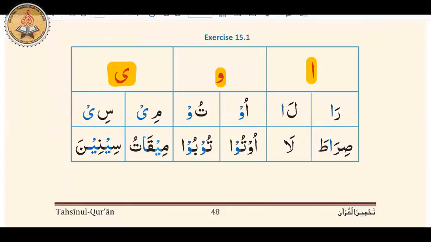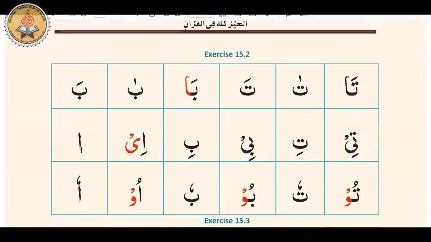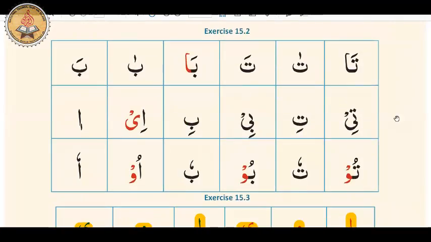Okay. Then you went on to exercise 15.2, where you learnt that even though some letters may look different or they may carry a different stroke, they still are pronounced in the same way. So for example, over here you have the letter ta with a fatha on top of it, followed by an alif madda. So you would pronounce this for 2 seconds and you would say ta, ta.